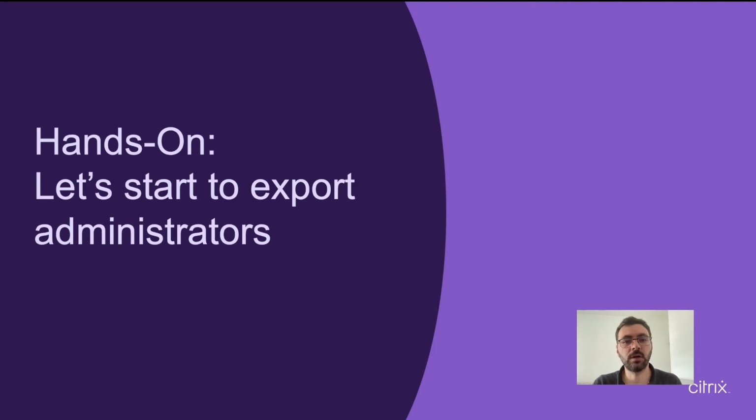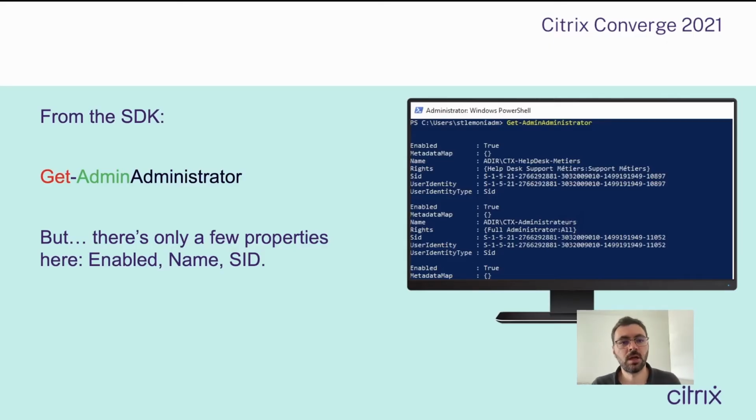Let's start by exporting an administrator. From the SDK, and with PowerShell in general, a command starts with what you want to do. I want to get information about this object. I want to create a new one. I want to set properties on this object or remove it. Let's say it's the operation.